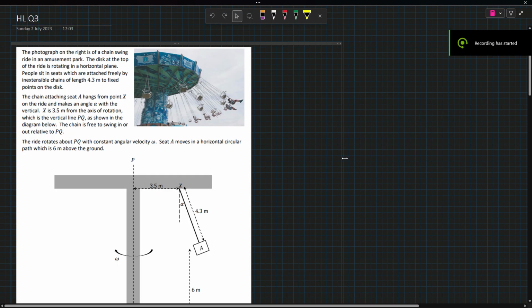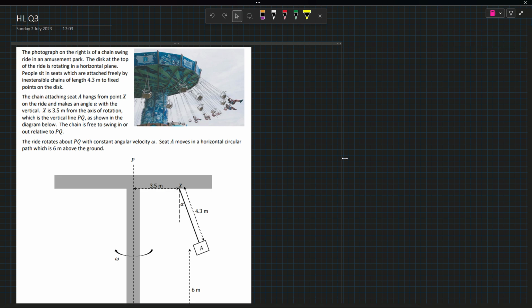In question 3, it's mostly a circular motion question, and there's a bit of suvat stuff at the end. So the photograph on the right is of a chain swing ride in the amusement park. The disc at the top of the ride is rotating in a horizontal plane, so it's going to be horizontal circular motion we're dealing with.